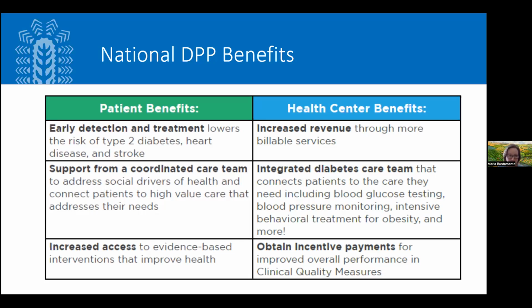For patient benefits, early detection and treatment obviously lowers the risk for diabetes, heart disease, and stroke. There's support from a coordinated care team. The care team plays an important role in this program, and they also address the social drivers of health and connect people with those needs that they have.